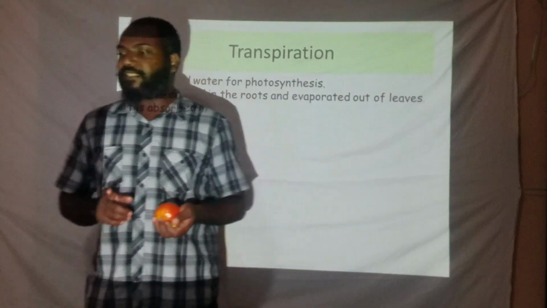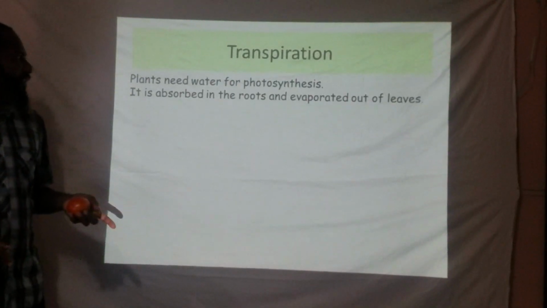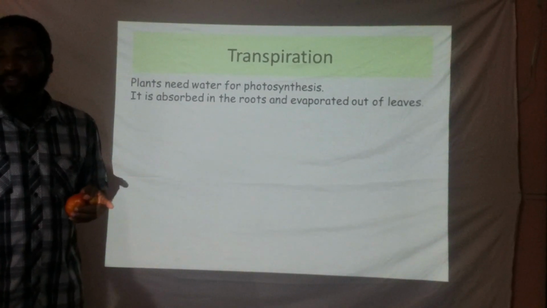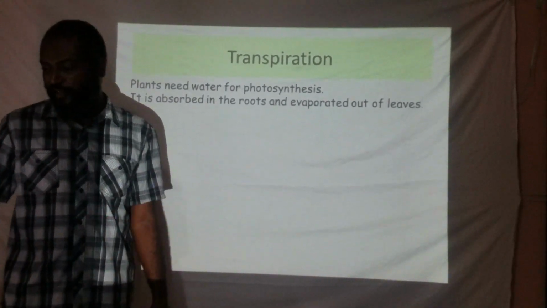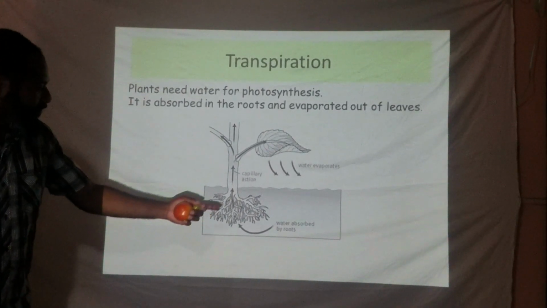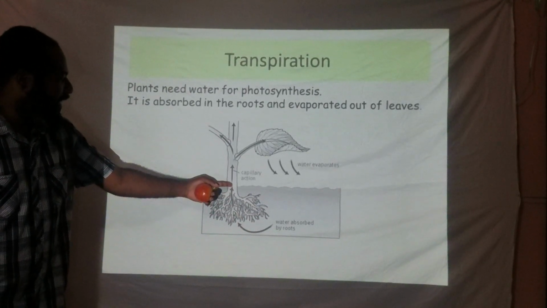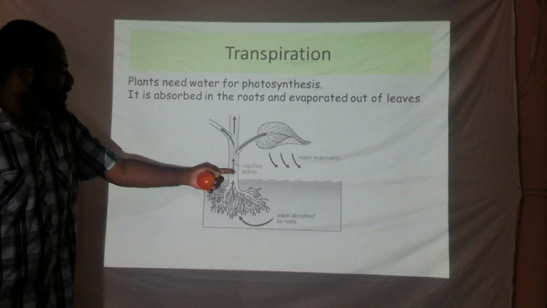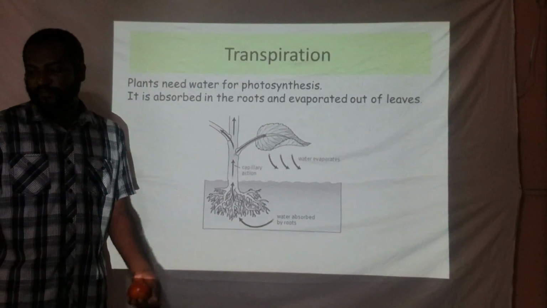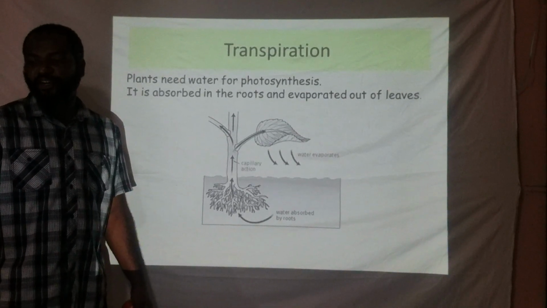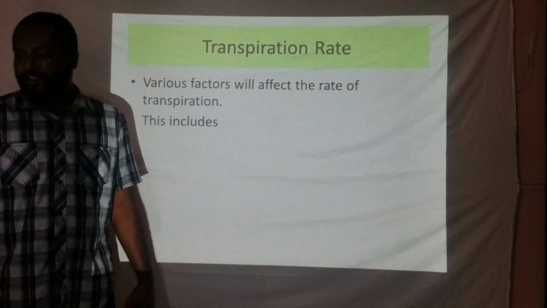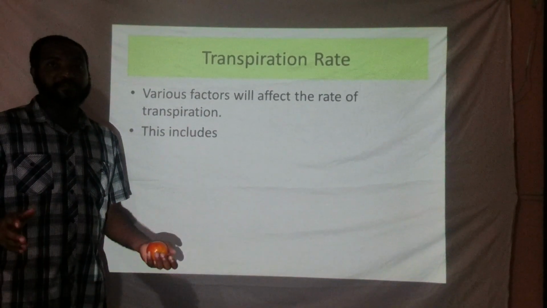Now, plants need water for photosynthesis, and it is absorbed in the root and evaporated out of the leaves. This is called transpiration. Transpiration is where the root takes up the water, it is carried up through the stem to the leaves, and it evaporates from the leaf. This is called transpiration, and it is very vital, especially for the water cycle. Now, transpiration rate is affected by different things.